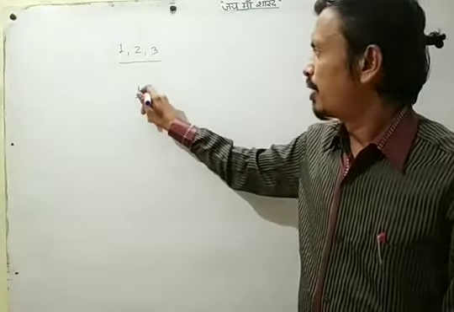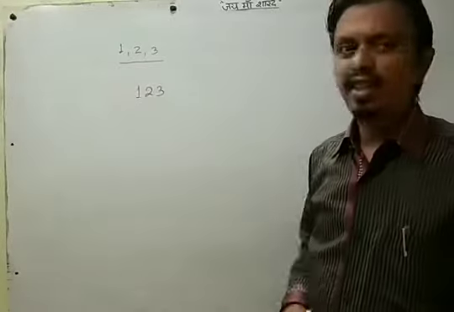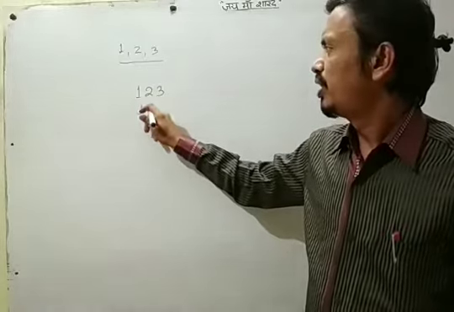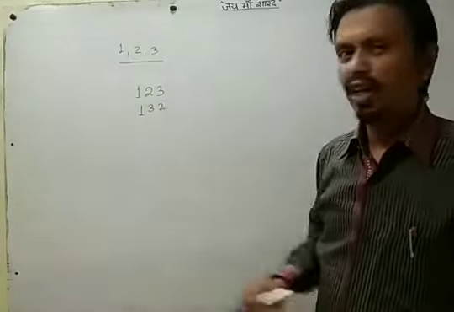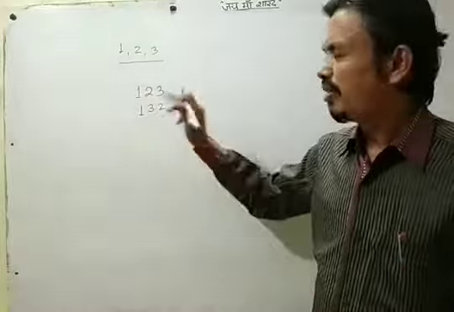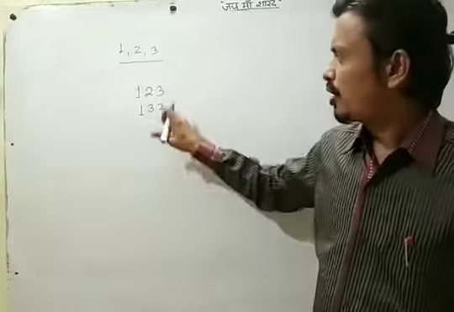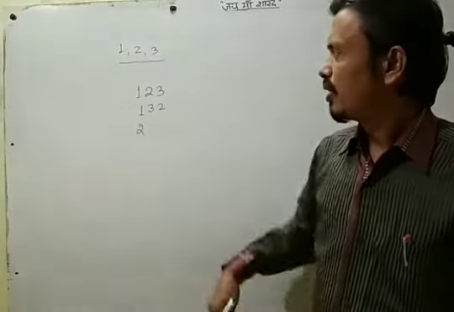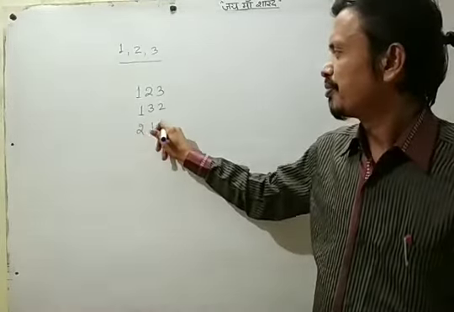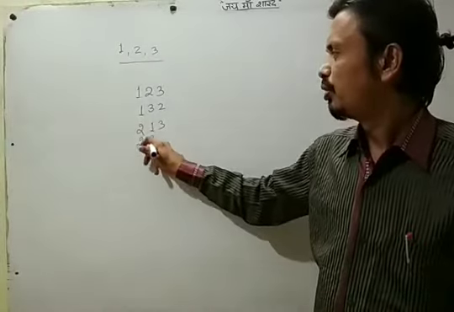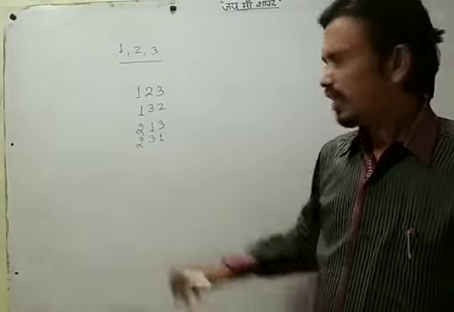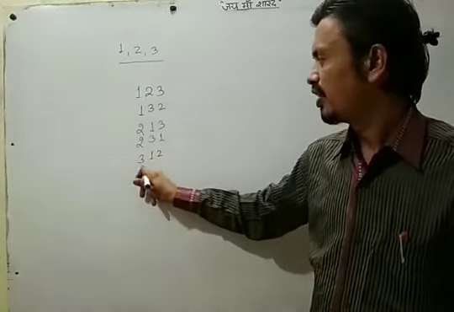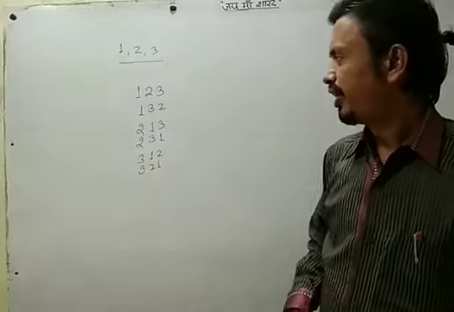One number can be 123. Then we can interchange the 2 and 3, so another number can be 132. Now there is no other option if 1 is at the first place. If 2 is at the first place, then it can be 213 or 231. Or if 3 is at the first place, then 312 and 321, these can interchange.